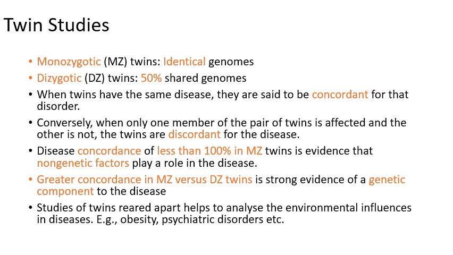help to analyze the environmental influences in diseases, for instance, obesity or psychiatric disorders, because if monozygotic twins have been reared apart for whatever reason, and one is obese and one's not obese, then you know that the environment has a greater influence on that particular condition. I'm using obesity as an example, but there could be any other condition. It could be diabetes or any other complex trait or disease.